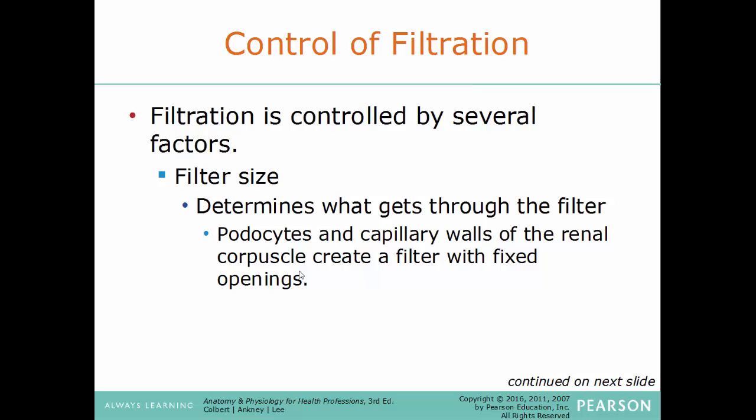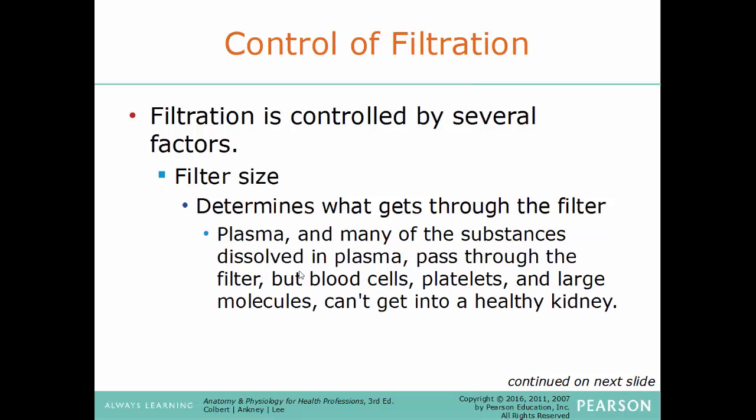Filtration is controlled by several factors. First one is filter size. This will determine what gets through the filter. Podocytes and capillary walls of the renal corpuscle create a filter with a very fixed set of openings. Plasma and many other substances that are dissolved in blood plasma pass through the filter with no problem, but blood cells, platelets, and large molecules can't get into a healthy kidney. They're just too big. They don't fit through the holes of the filter.